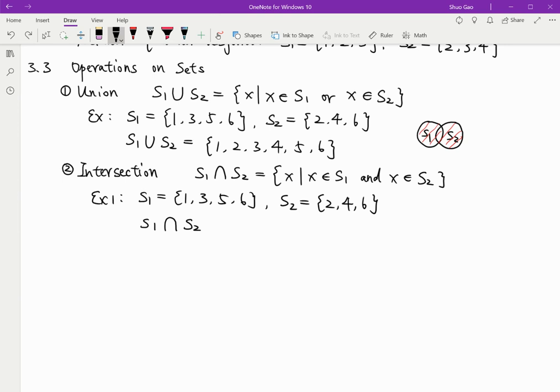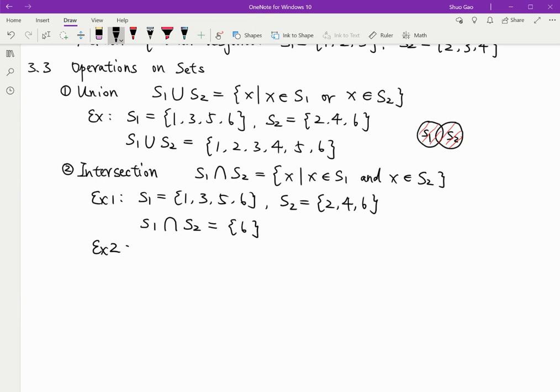upside down. So S1 intersect S2 should be the X such that the element is in both S1 and S2. We can see that only element 6 is in S1 and also in S2. So 6 is the only common element in S1 and S2. So S1 intersect S2 should be 6, the only common element here. So intersection means finding the common elements in the two sets, and union means finding all the elements that are in either set.